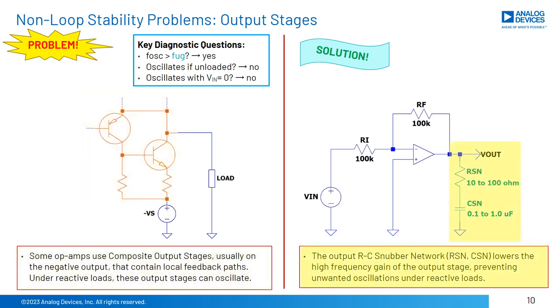The solution is the use of an output RC series snubber network directly on the output, as shown on the right. The output snubber network, RSN and CSN, lowers the high-frequency gain of the output composite stage to prevent unwanted oscillations.